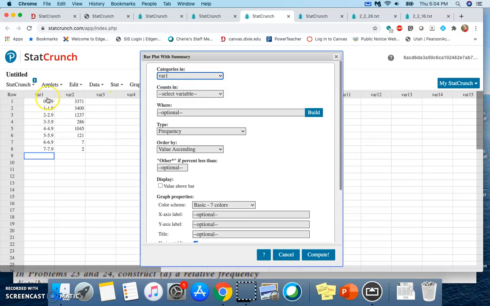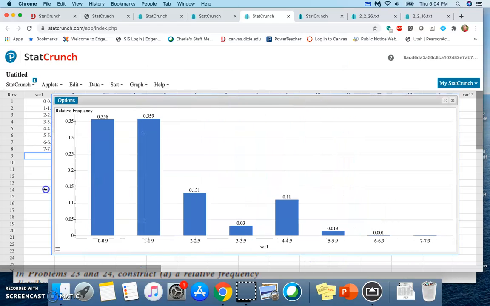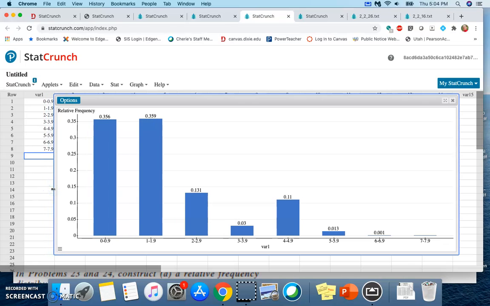So the categories are this variable 1, which was the magnitude, and then the counts came in the frequency, which is variable 2 here. But instead of looking at the frequencies, I want those relative frequencies. And I'm going to say, give me the value above the bar, and then I need to spread this out. Okay, so now that I've got it spread out, you can notice from 4 to 4.9, that is going to be 11%. So that's how many fell in that category there.